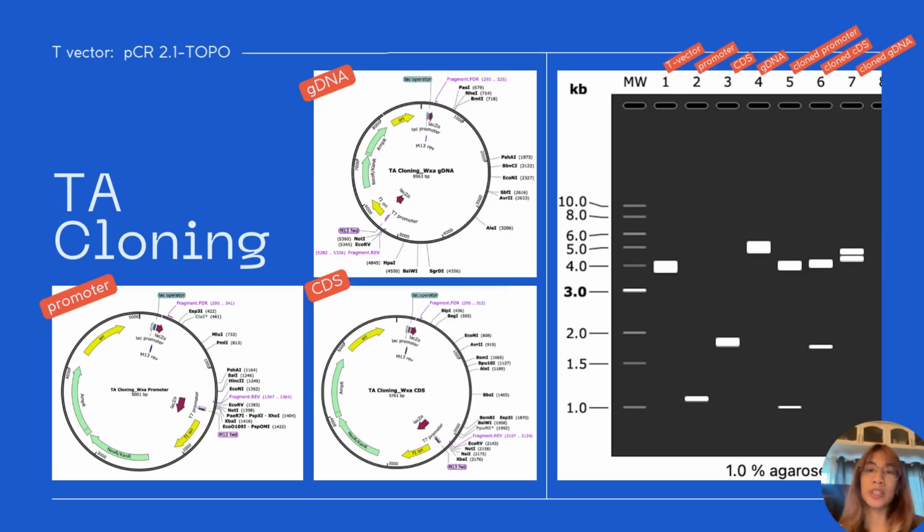TA cloning is an efficient cloning method that bypasses the need for restriction enzymes by taking advantage of Taq polymerase, which adds a single A residue to the 3' ends of PCR products. These A-tailed fragments can then be ligated into vectors containing complementary T overhangs.